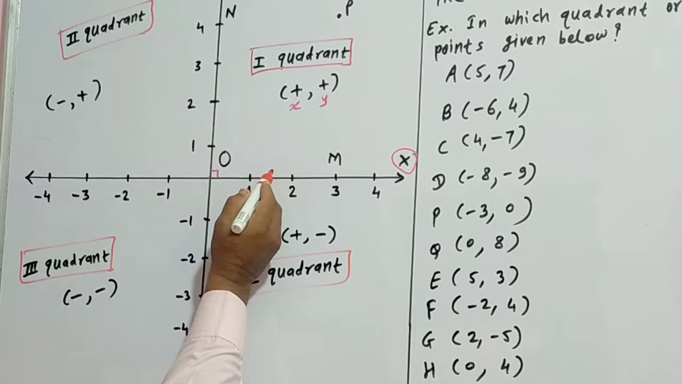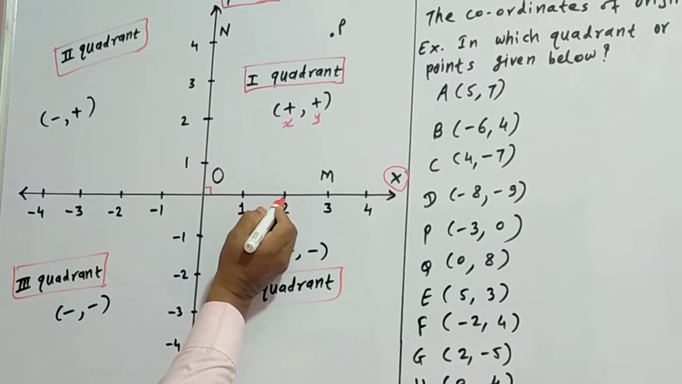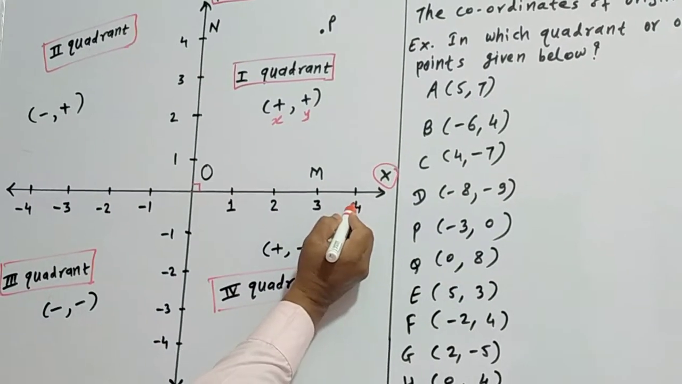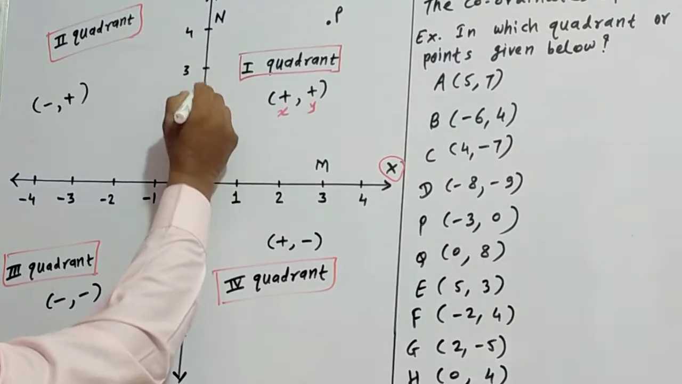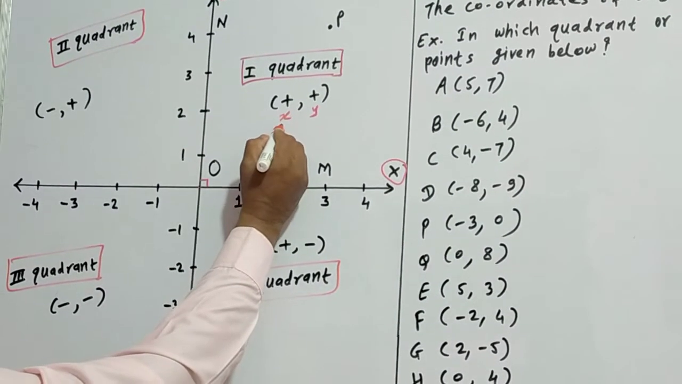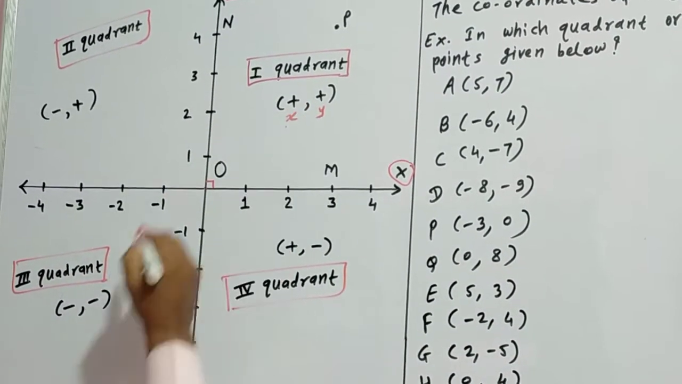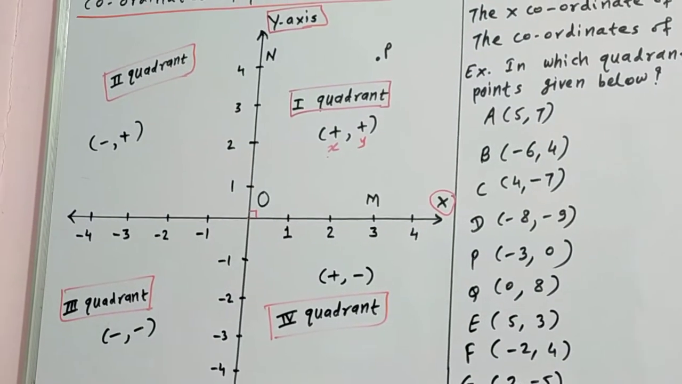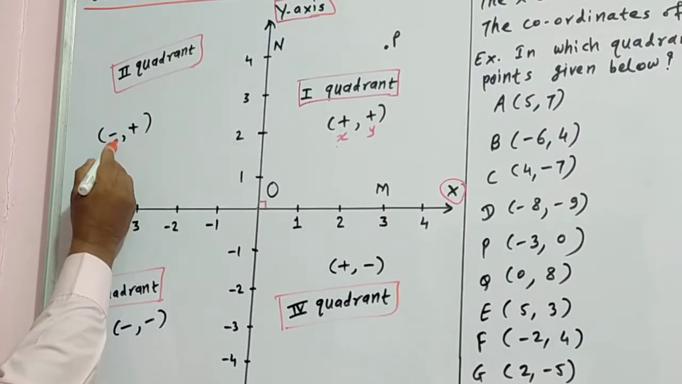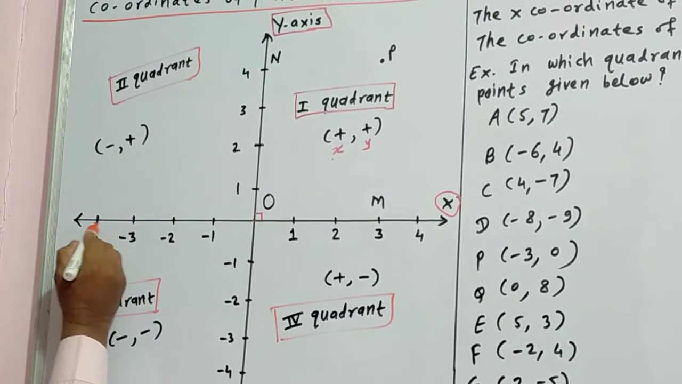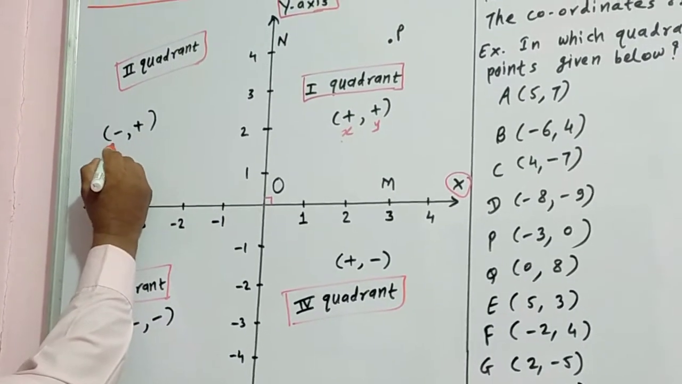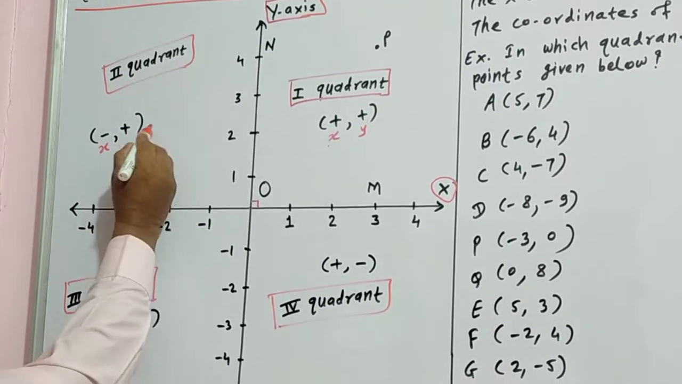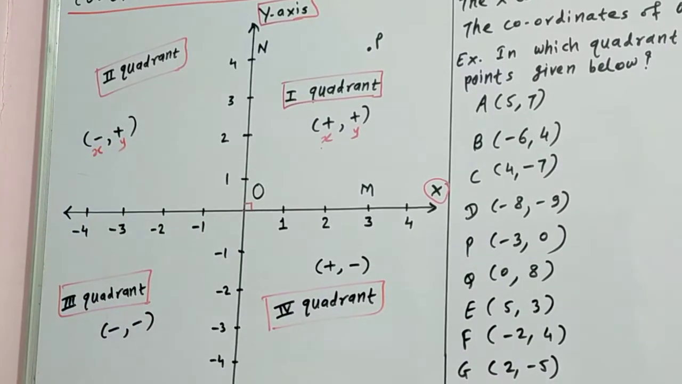In the first quadrant, if you take the x-axis, all positive numbers are here, and on the y-axis all positive numbers. That's why both coordinates x and y are positive, so plus plus. Then in the second quadrant, here you see on the x-axis all negative numbers. That's why the x coordinate is negative and the y coordinate is positive.